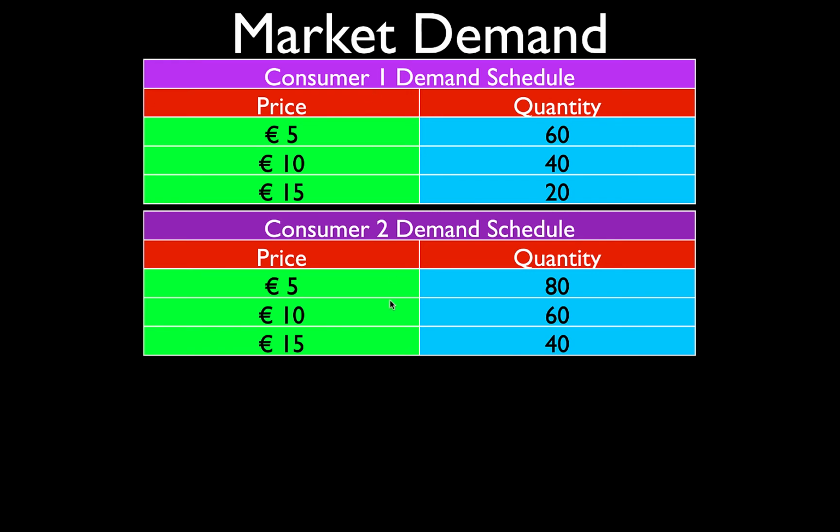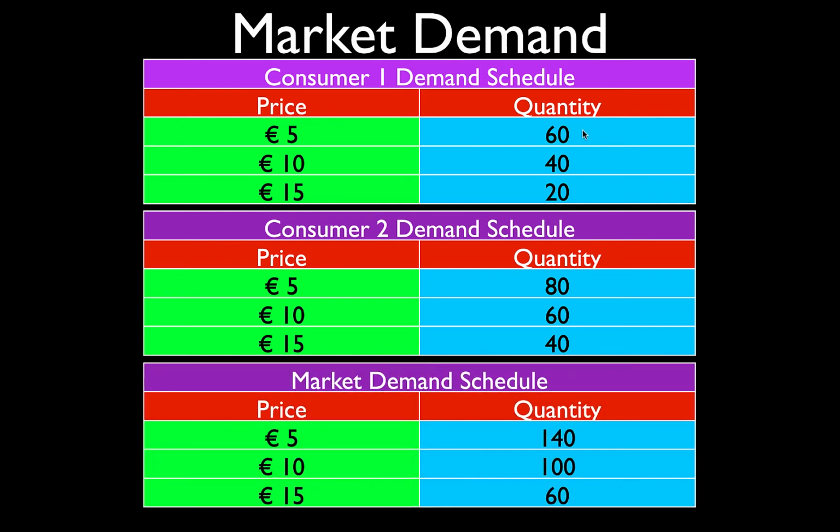Well, the market demand for ice cream at €5, don't forget, it changes at different prices, is 140. Now, where did I get that from? Well, I added 60 to 80 to get 140.